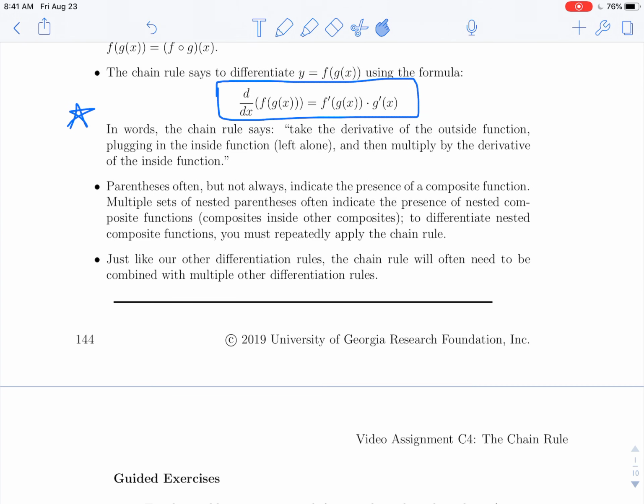Parentheses often, but not always, indicate the presence of a composite function. Multiple sets of nested parentheses often indicate the presence of nested composite functions, meaning composites inside other composites. To differentiate nested composite functions, you must repeatedly apply the chain rule. Just like our other differentiation rules, the chain rule will often need to be combined with multiple other differentiation rules.